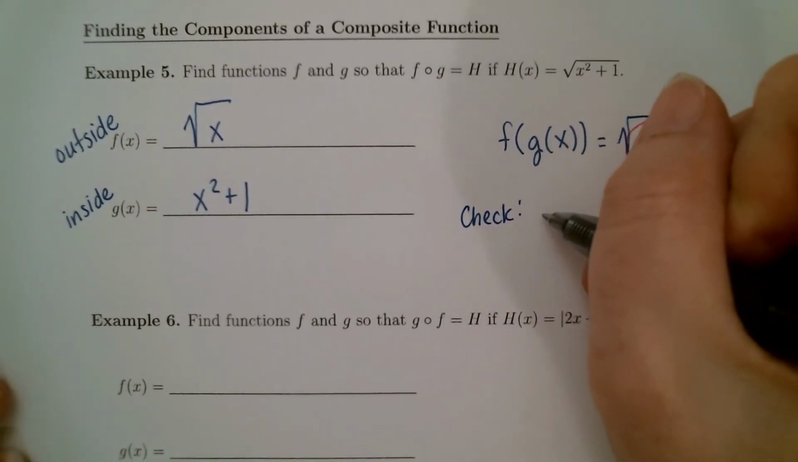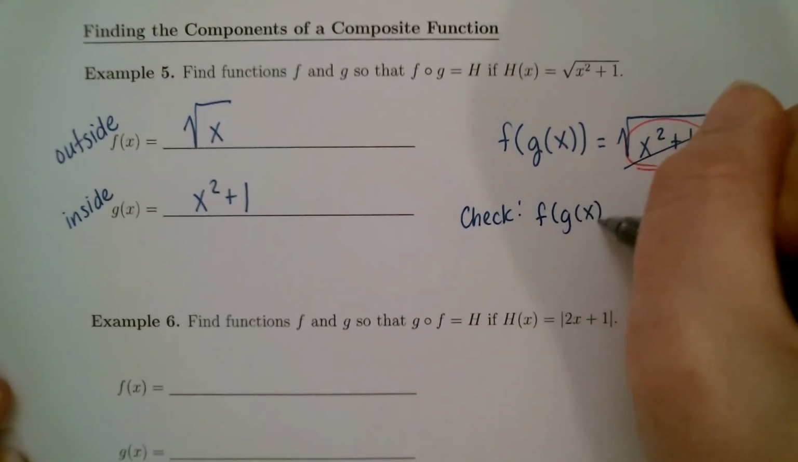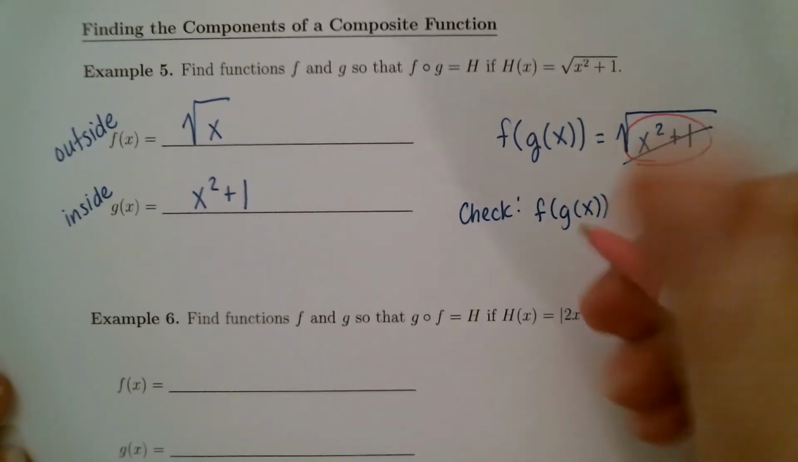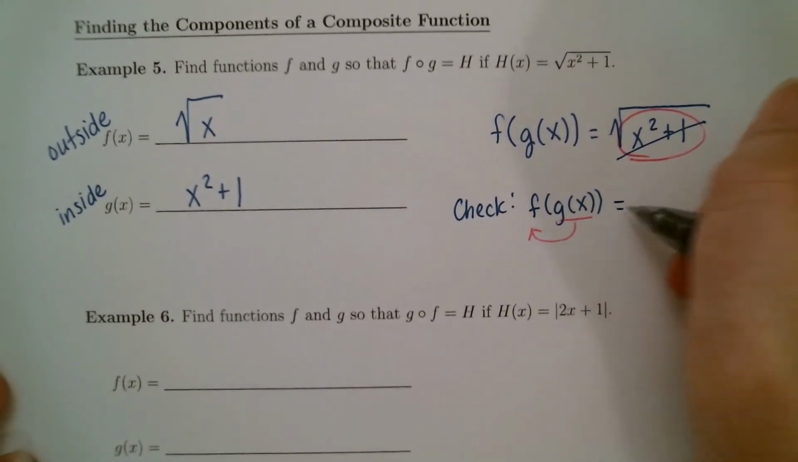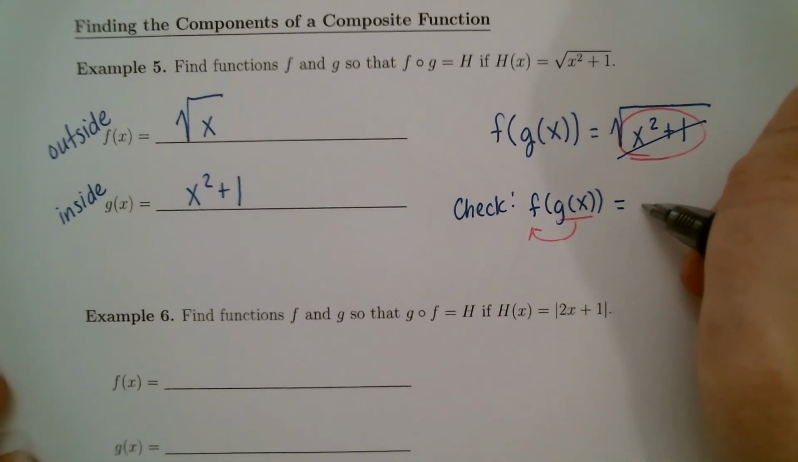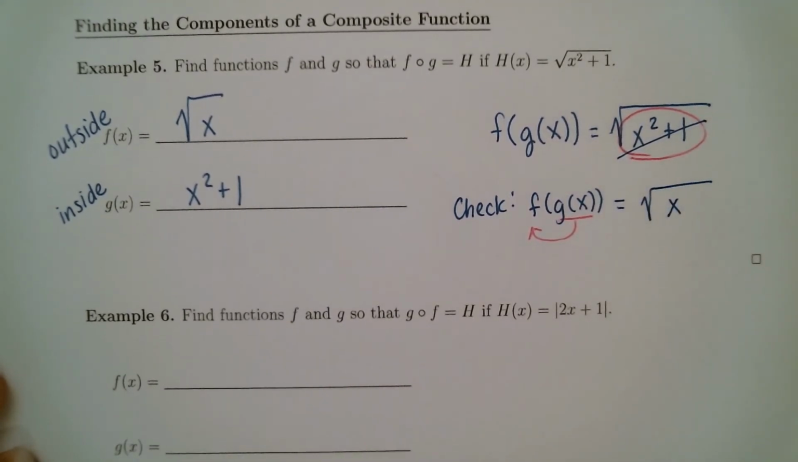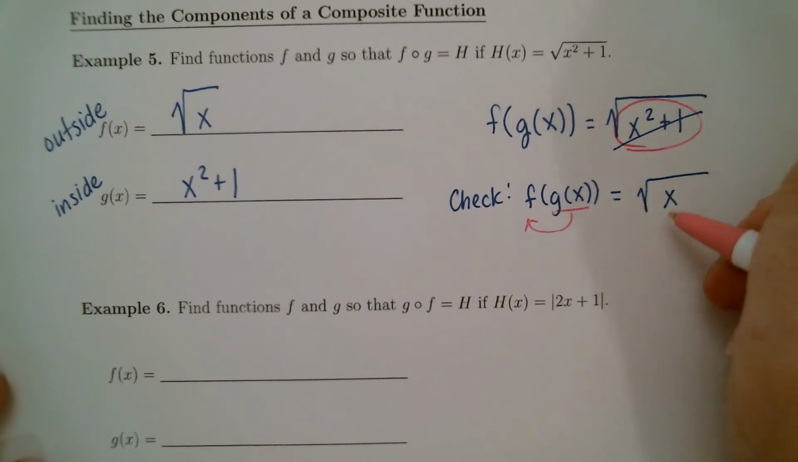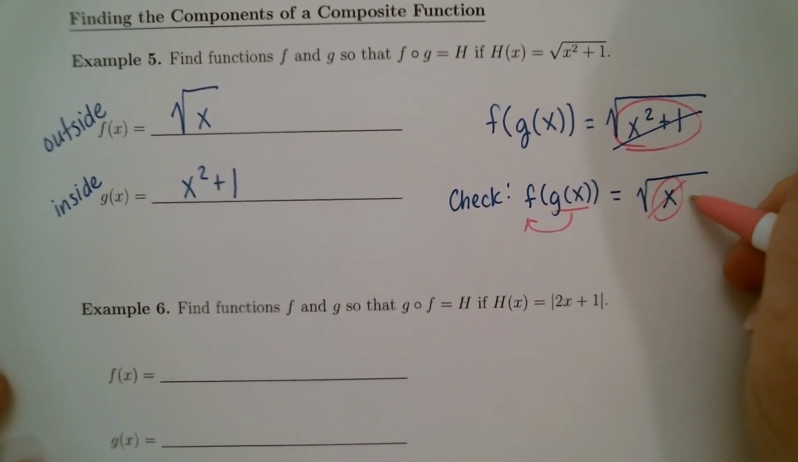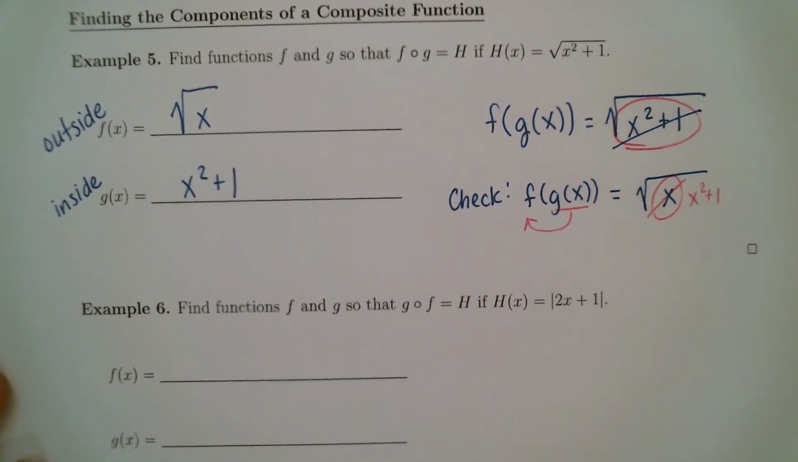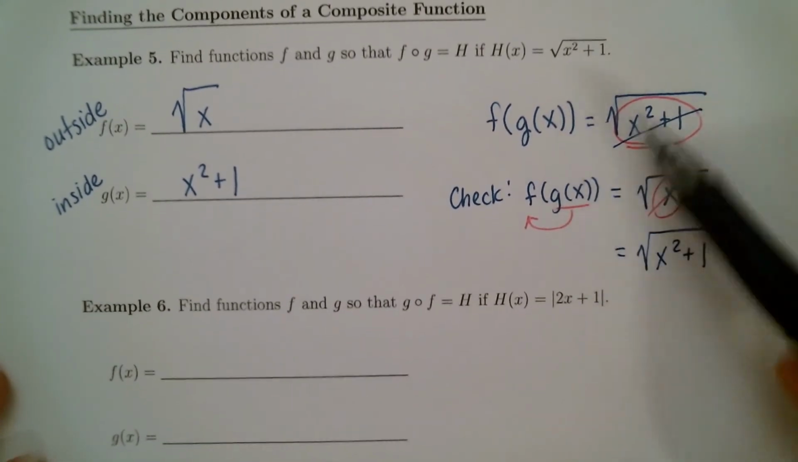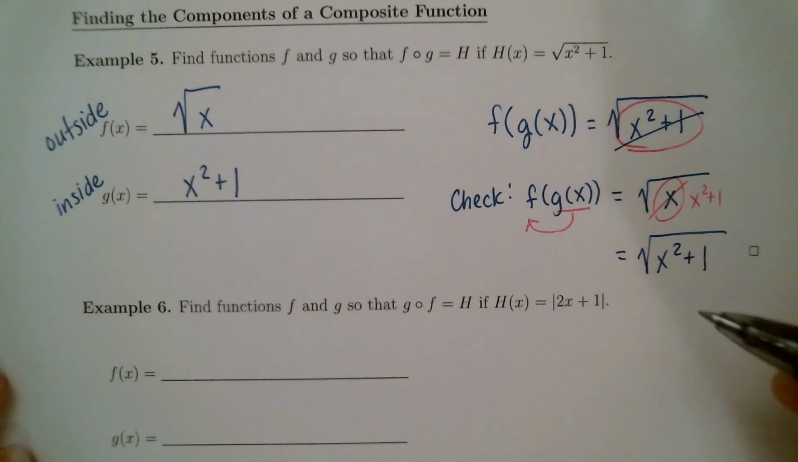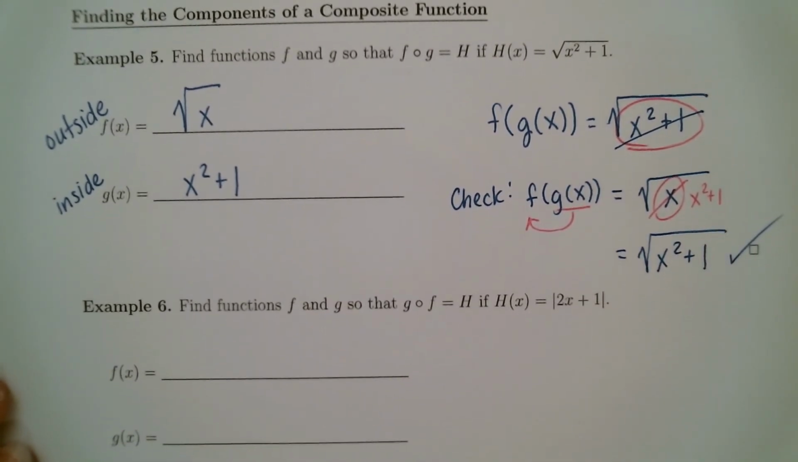So to check, I'm going to do f of g of x. So I'm plugging g into f. I'm going to write down f. f is the square root of x. And then I'm going to plug in g of x. So everywhere I see an x, I need to replace it with g of x, which is x squared plus 1. So I'm going to get the square root of x squared plus 1, which is what I was trying to break down. So you know it's right. That's all you got to do.